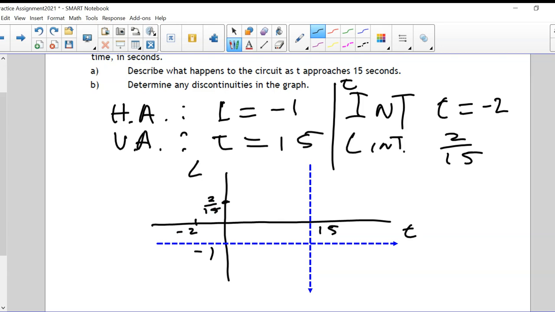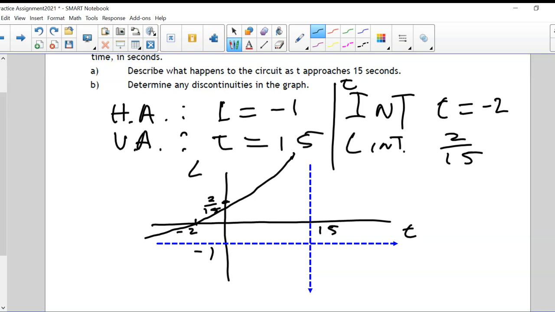So it's pretty clear what this graph is going to look like. It should come from over here, right? It should be coming down through here, and then it's trending up towards this asymptote on the other side.